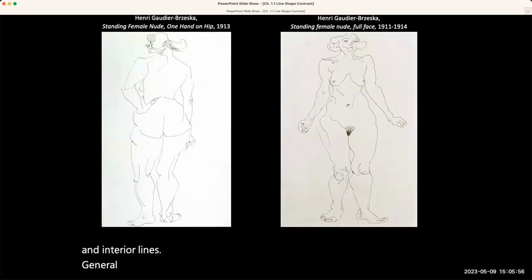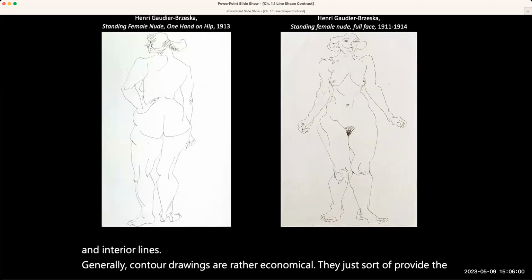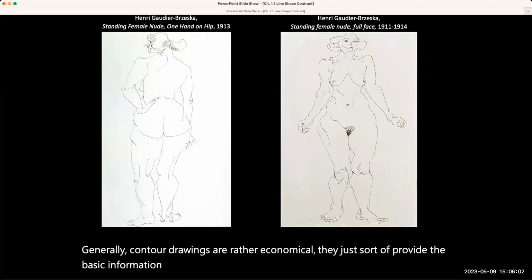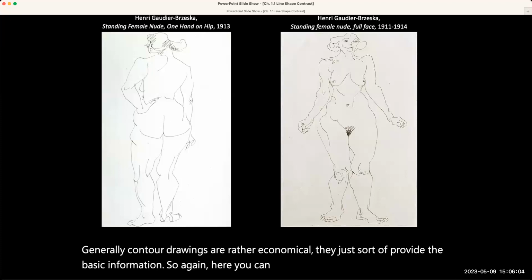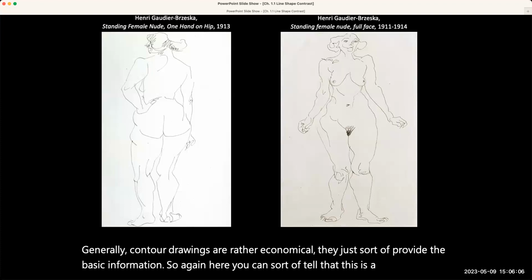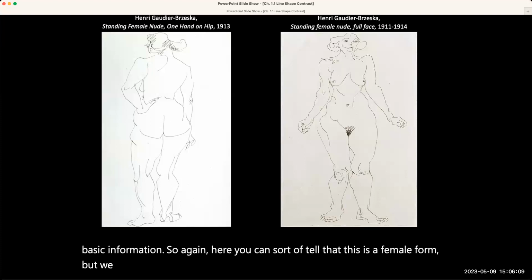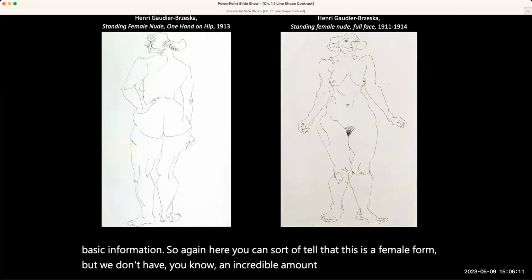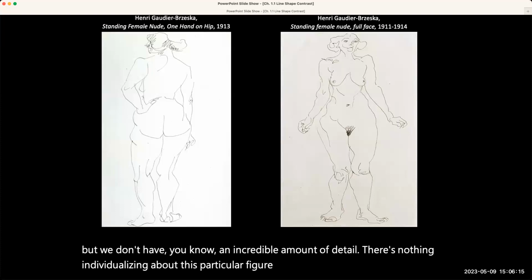Generally, contour drawings are rather economical. They just sort of provide the basic information. So again, here you can tell that this is a female form, but we don't have an incredible amount of detail. There's nothing individualizing about this particular figure. It could be any woman rather than a specific one.